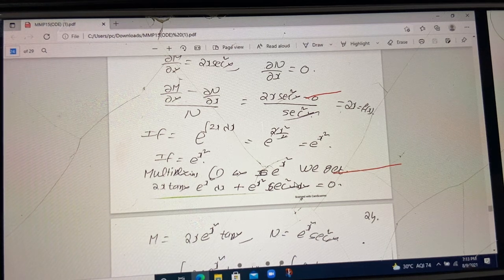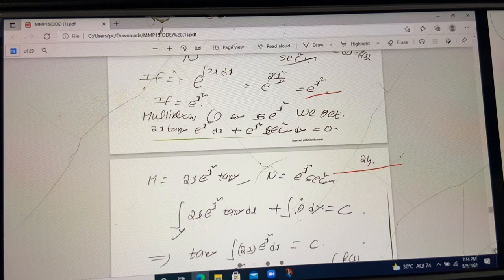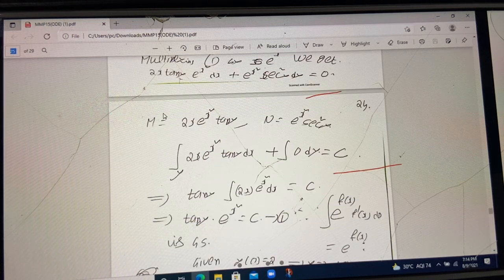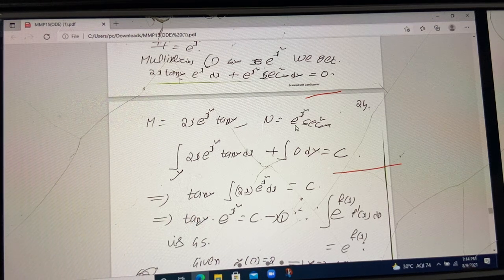So multiplying the given equation by e^(x²), we get the new M and new N. So now it will become automatically exact. You need not check. What is the solution for this? Integral of M dx, regarding y as constant, plus integral of terms of N not containing x. There is no term not containing x, so 0 dy, equal to constant.